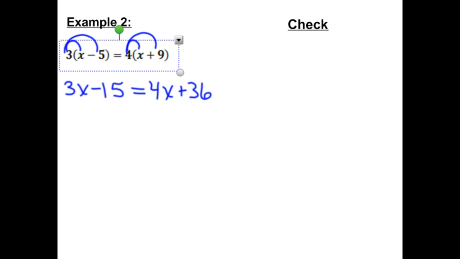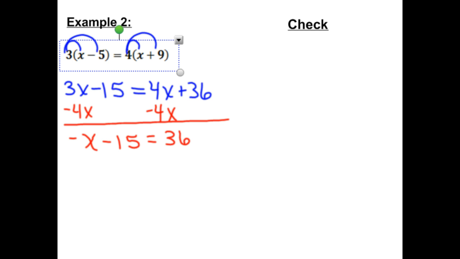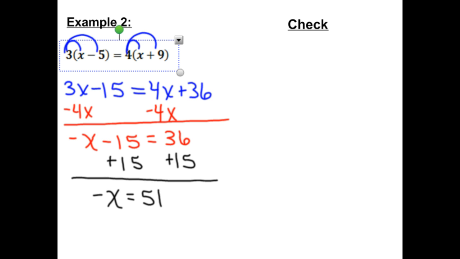So now we're going to gather all of our x terms on one side of the equals and all the numbers that don't have an x on them on the other side. So I'm going to move this 4x by subtracting it from both sides. Now I have negative x minus 15 equals 36. And I'm going to move the minus 15 by adding 15 to both sides. And now I have negative x will equal 51. And I need a positive x, so I will divide by negative 1 on both sides. And now the negative signs will cancel on the left. And I get x equals a negative 51.